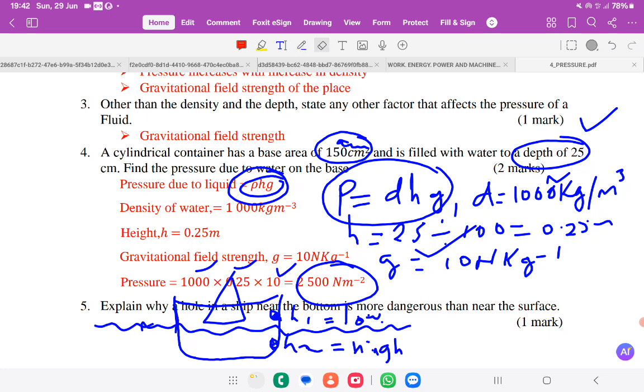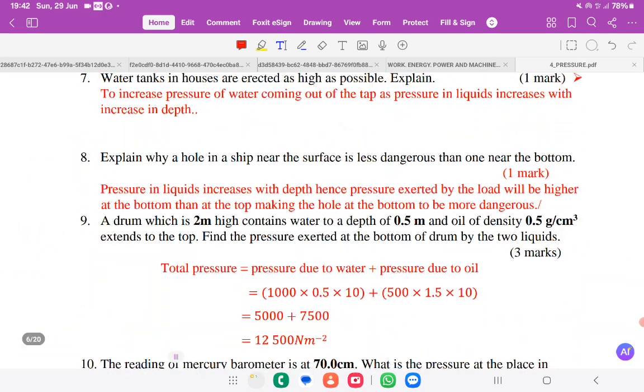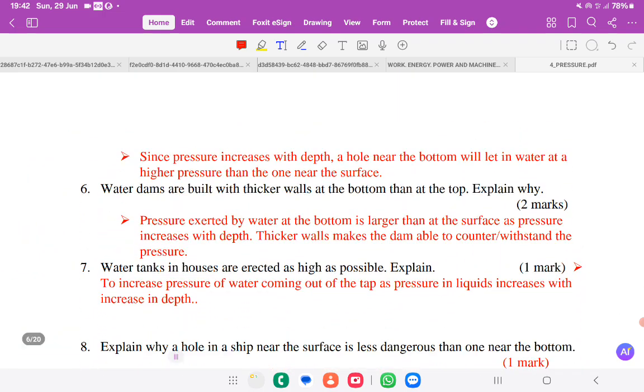All right. So we are saying because pressure increases with depth, the hole at the bottom is going to be more dangerous than the hole at the surface. Why? Because the hole at the bottom will cause high pressure, causing the ship to sink more than it would if the water was acting on the surface.